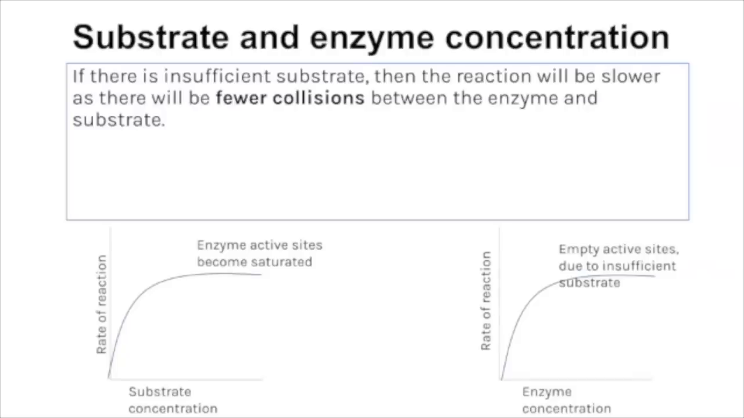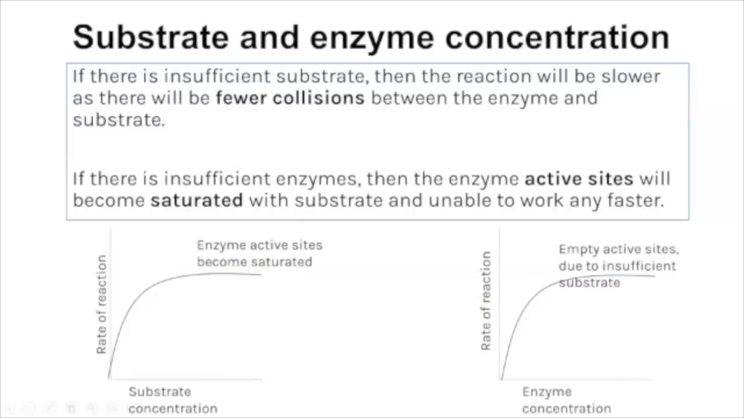Substrate and enzyme concentration have a similar idea behind them. There's no enzyme denaturing, but if we have a look at this one first, if there's insufficient substrate, there will be fewer collisions between the substrate and the enzymes, and that's why the rate of reaction is lower. But if you add more and more substrate, but no extra enzyme, eventually you'll get to the point where the enzyme active sites are all in use or they're saturated. So even if you add more substrate, there's no more free enzymes, so the reaction can't go any faster. So the rate remains constant.